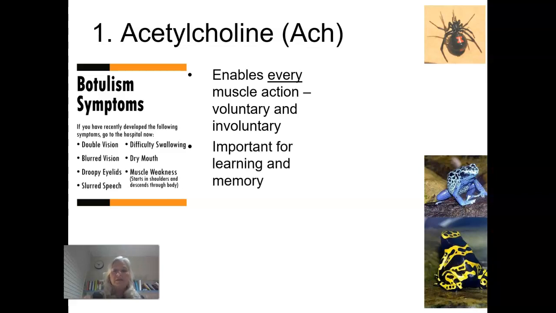All right, so I'd like you to think about acetylcholine also as being important for learning and for memory. So there's a part of the brain that we're going to talk about later called the hippocampus, and that part of the brain also has a large number of acetylcholine receptors in it. So every muscle action, voluntary and involuntary, and important for learning and memory. So think for a second, what is a disease or a disorder that involves the loss of the ability to learn new information and the loss of memories? And that disease is Alzheimer's. Alzheimer's is something that my dad suffered from. And many of you likely know someone who has had Alzheimer's or who has it now.